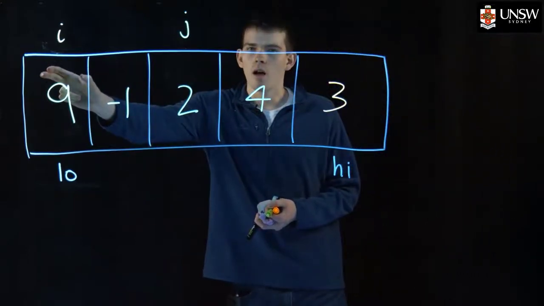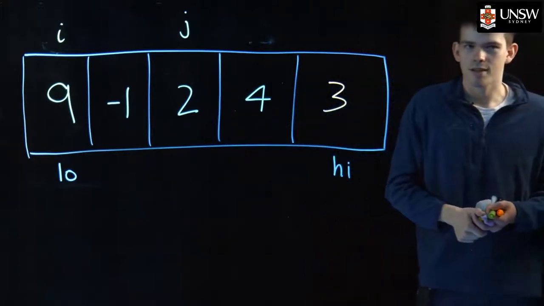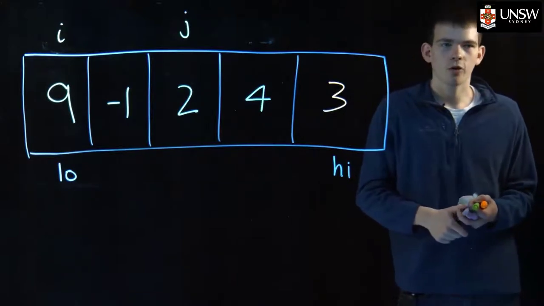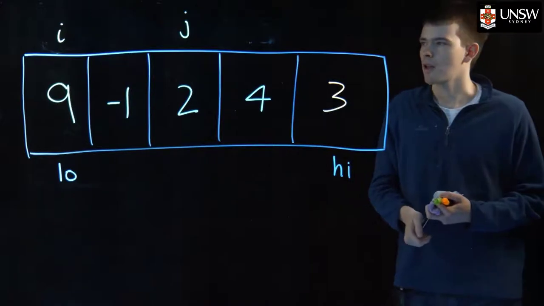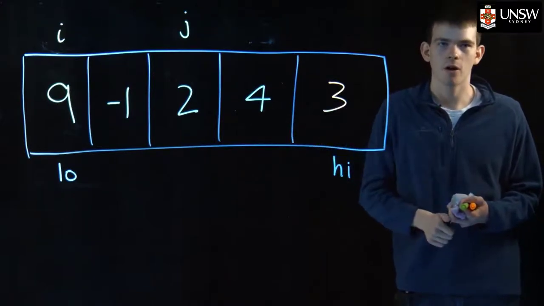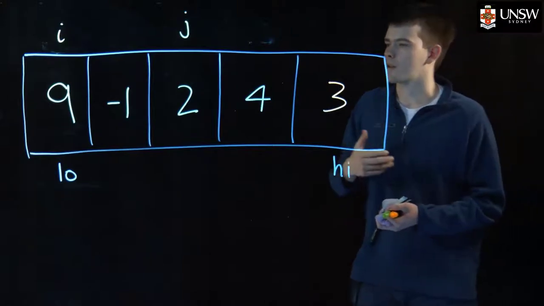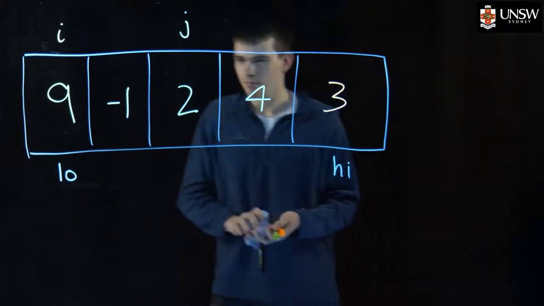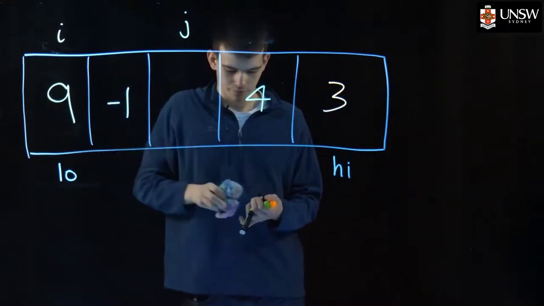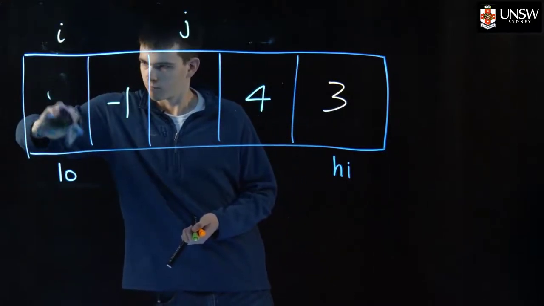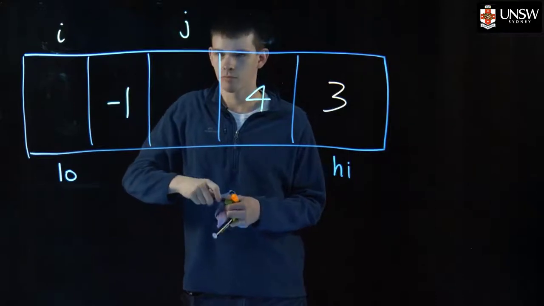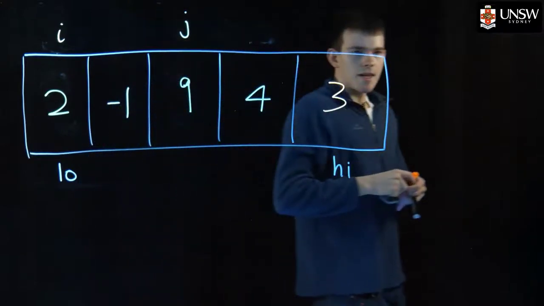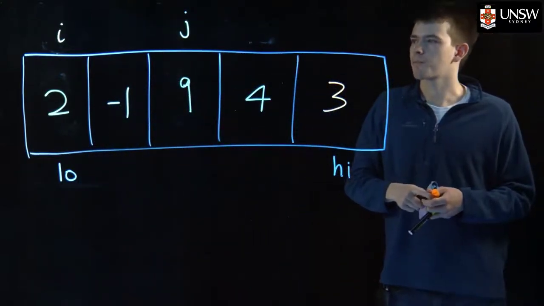We now examine the value in i. Since 9 is not less than 3, we stop incrementing i. If 9 was less than 3, we would increment i and continue the process. Now that we have fixed the values of i and j, we swap these values since i is not equal to j. So let's do this now. In C, this will be performed using a simple swap function.